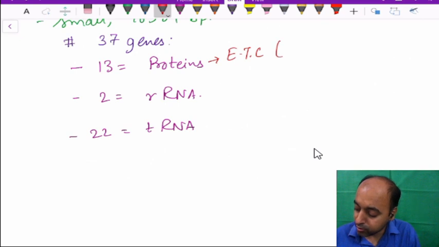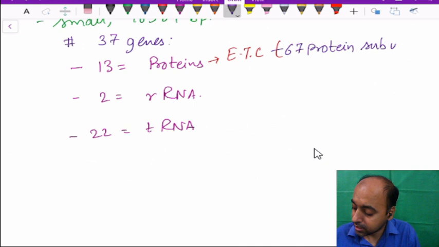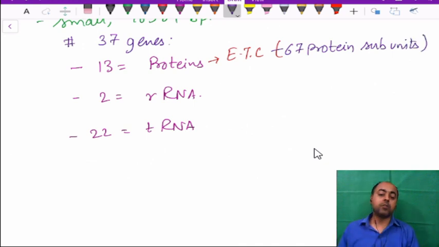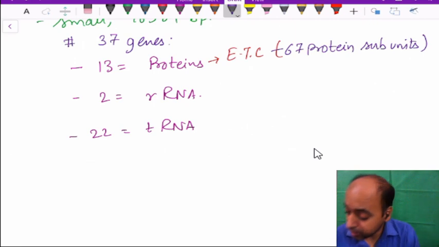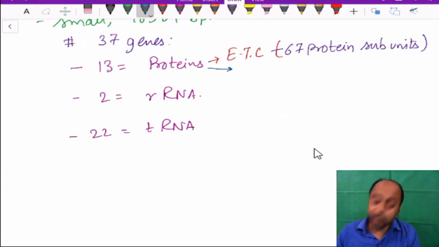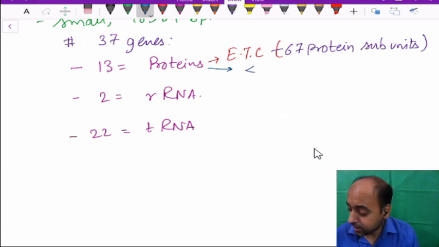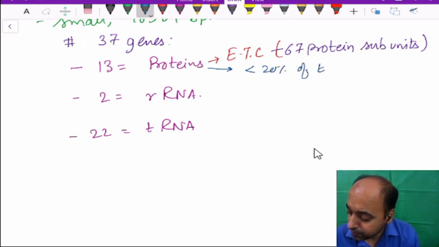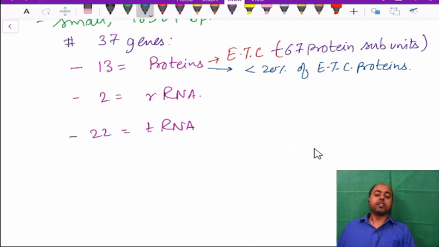The electron transport chain itself has 67 protein subunits, out of which only 13 are coming from the mitochondrial DNA. In other words, the contribution of the mitochondrial DNA for proteins of ETC is less than 20%. For other systems it is 0. For ETC it is less than 20%.